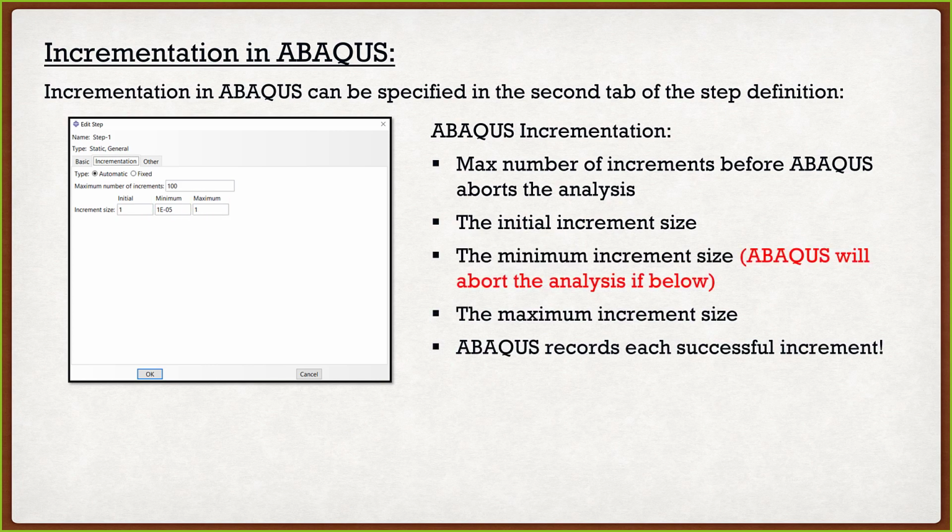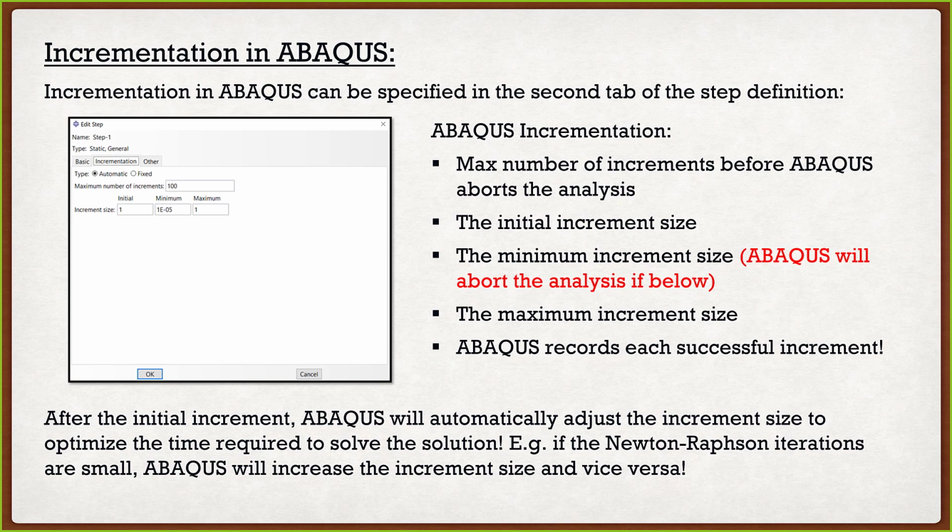Now, another thing to keep in mind, as I was just saying, is ABAQUS records each successful increment. So every increment that is successful, ABAQUS will actually present in your results, which is great because instead of just seeing our beam go from zero deflection all the way to our final deflection, we can see each increment and our beam slowly going down. That's also nice because we can start to see at what loads our beam actually starts to fail, whether it be yielding, cracking of the concrete, crushing of the concrete, stuff like that.